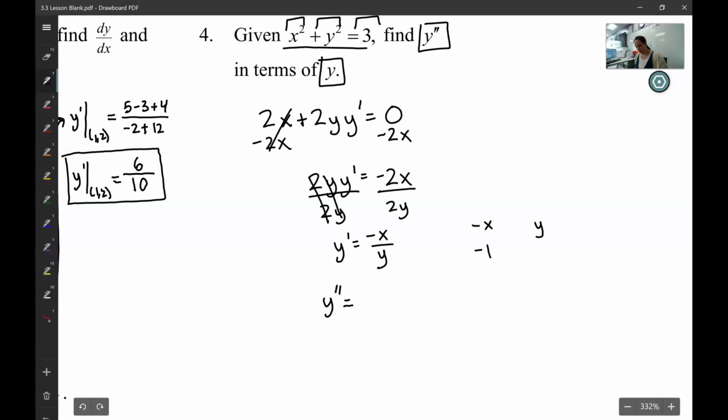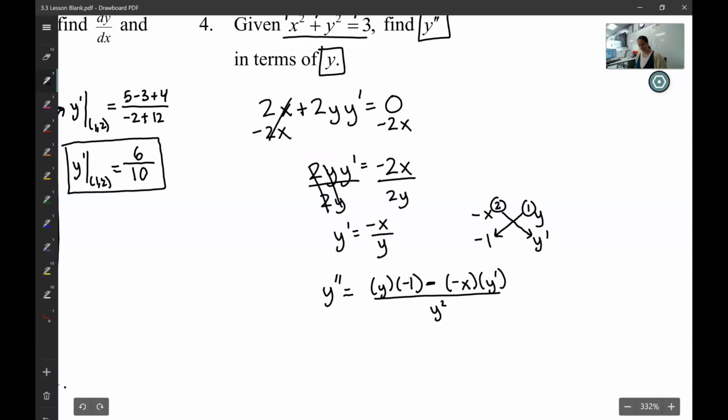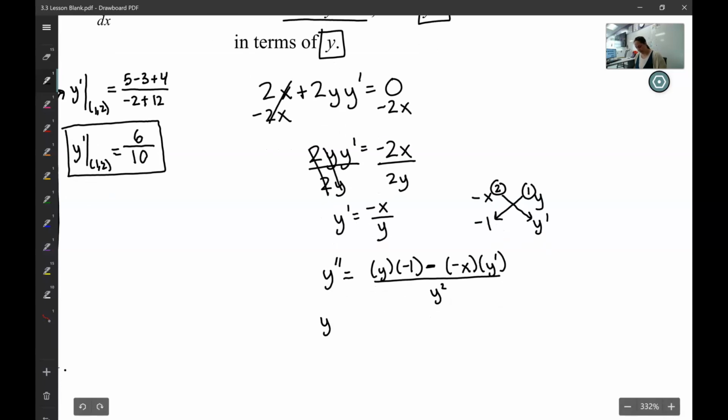So remember with the quotient rule, I list both of them, list their derivatives, and with quotient rule I start on the right, y times negative 1. Quotient rule is a minus. Then I do my other cross, all divided by the second one squared. So I've got y double prime is going to equal negative y plus xy prime all over y squared.